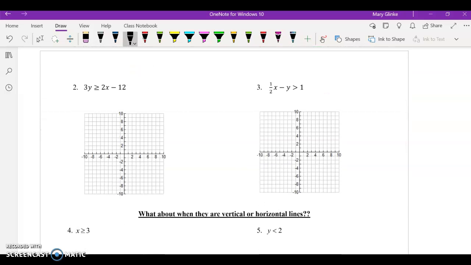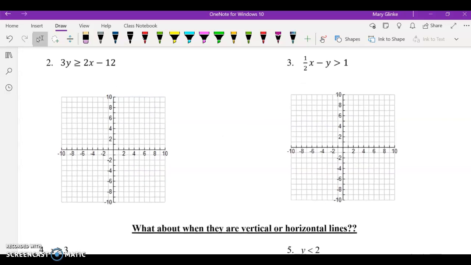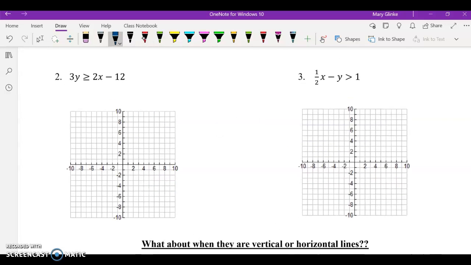Let's go ahead and try another one here. Notice this one is not in slope-intercept form, so we need to get it to be in slope-intercept form first. We divide everything by 3. We get y is greater than or equal to 2/3 x minus 4. We're going to graph this by going down to 4 and putting our point, and going up 2 and right 3, or down 2 and left 3. This is going to be a solid line because you see the or equal to in your inequality. So we draw a solid line.